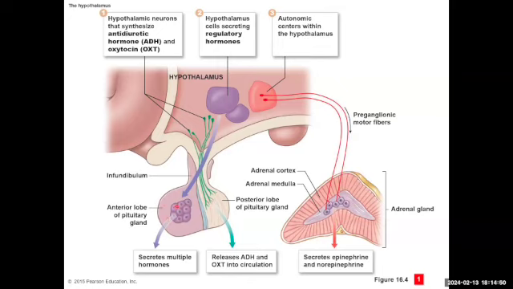We have an anterior lobe and a posterior lobe. This would be anterior, this would be posterior. And this pituitary gland is connected to the hypothalamus via a stalk that we call the infundibulum. So the hypothalamic hypophyseal system consists of the hypothalamus along with the pituitary gland that's connected to the hypothalamus via the infundibulum.